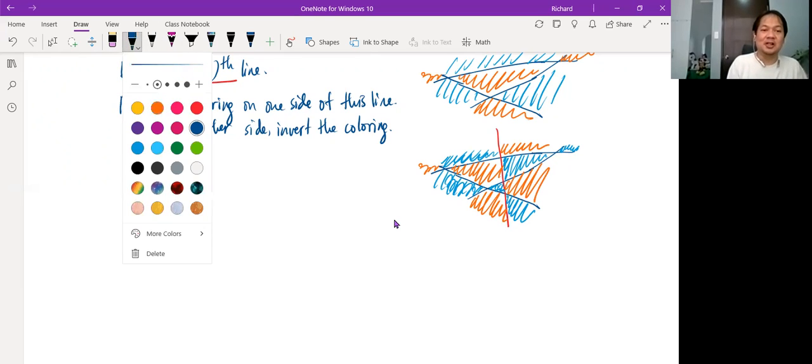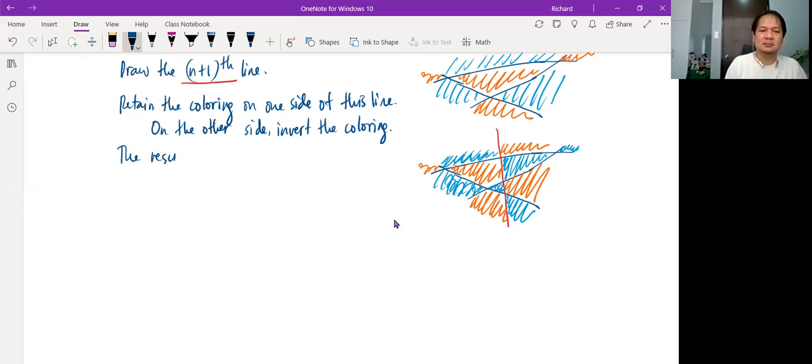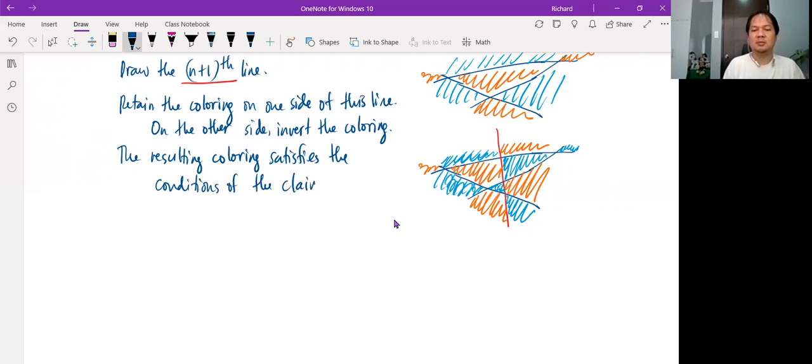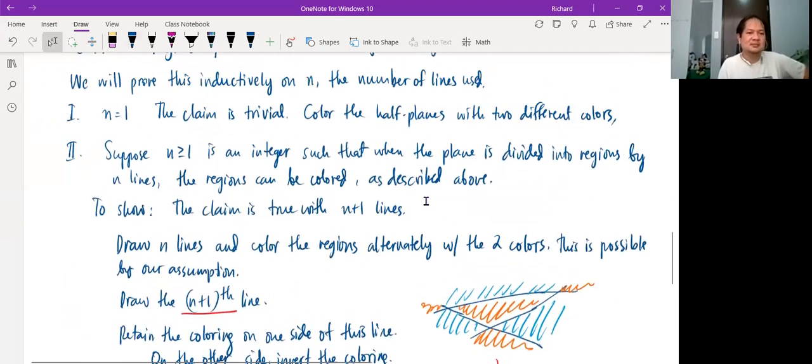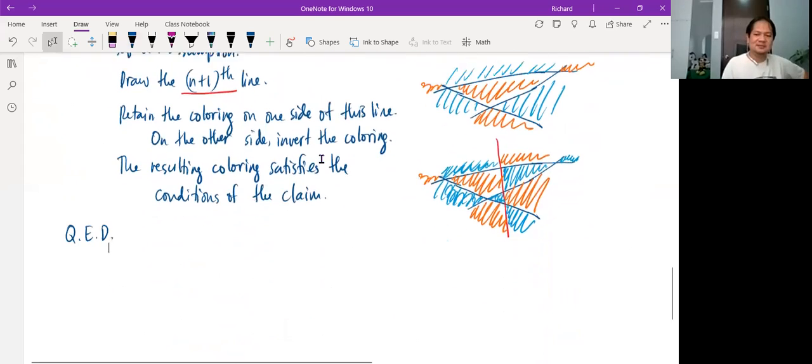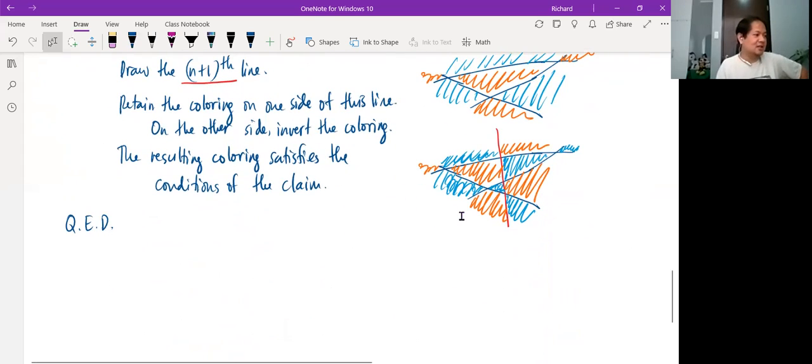Okay. The resulting coloring satisfies the conditions of the claim. And then in the end, it's going to be QED. All right. Okay, so that's the math induction special problems that I was able to think of for today.